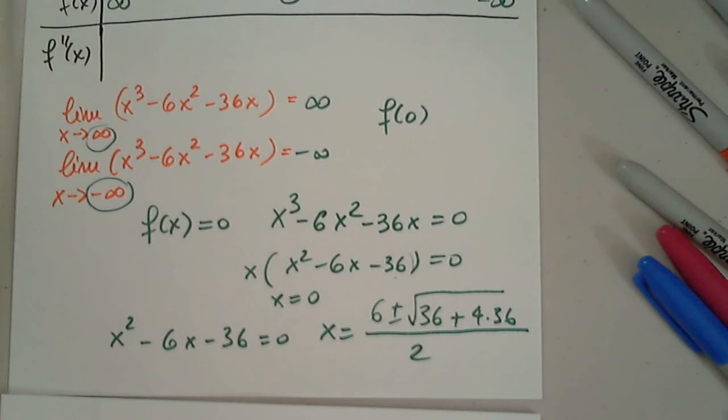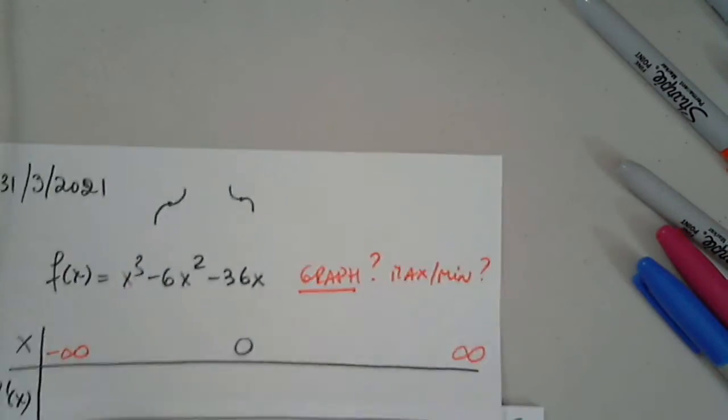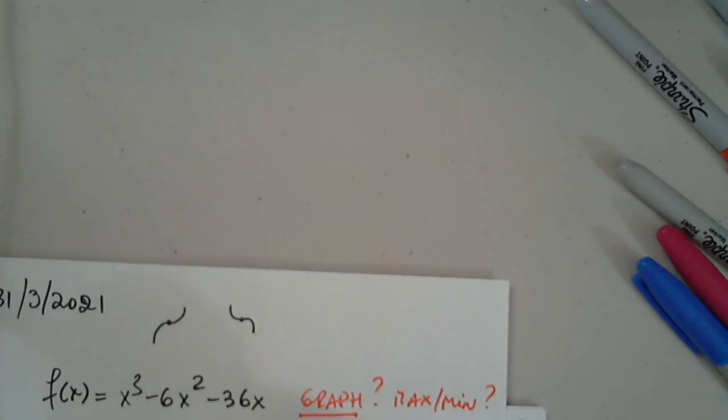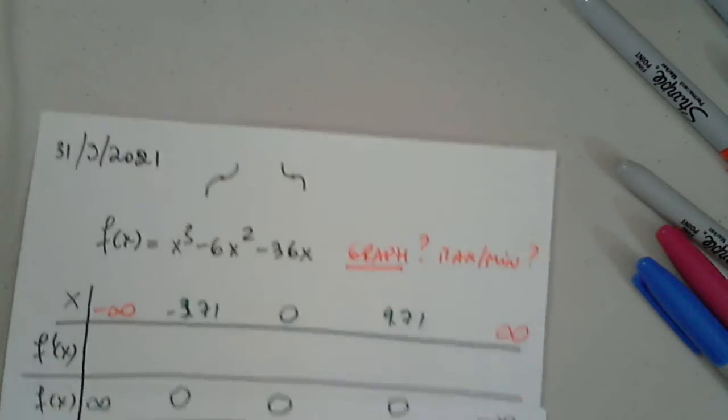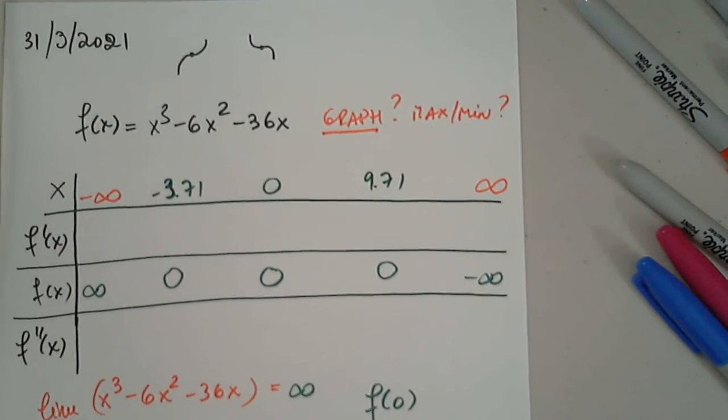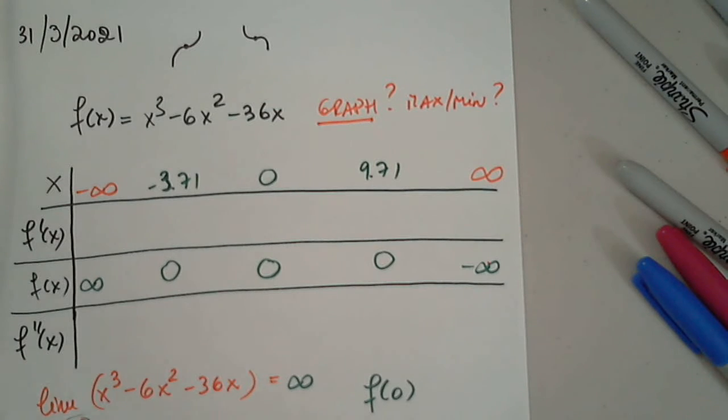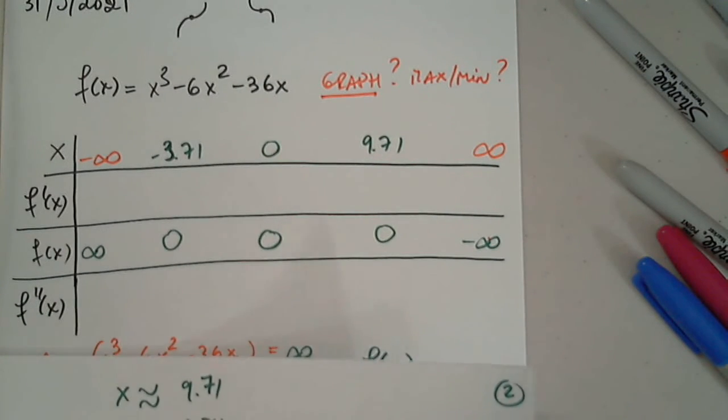And in a blink, I will copy and I will overwrite with minus. So I have 9.71 and negative 3.71. So this should take like 20 seconds. So I go back. Here's 9.71 and negative 3.71. And now I finished with the function. There is nothing else I can find about the function from the function itself.